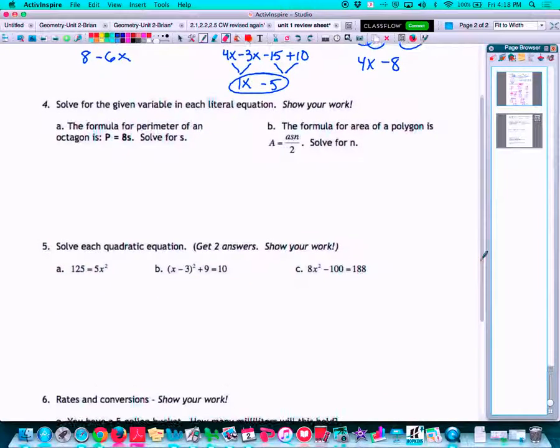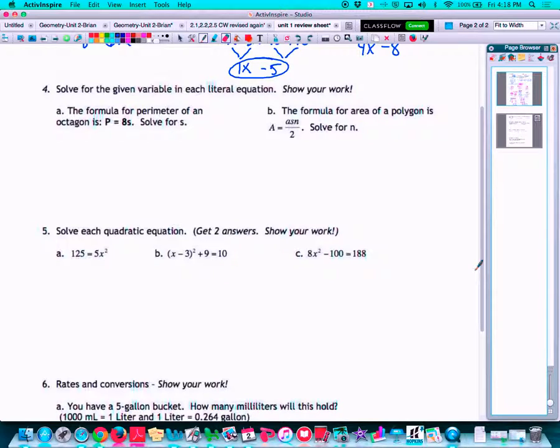In number 4, we have what we call a literal equation. Remember, we've got 2 or more variables. When it says solve for s, that means to get s by itself. So this is 8 times s. So to undo multiplication, we're going to divide, cancel out the 8, and on the other side, you just leave it like it is. P over 8 is equal to s.